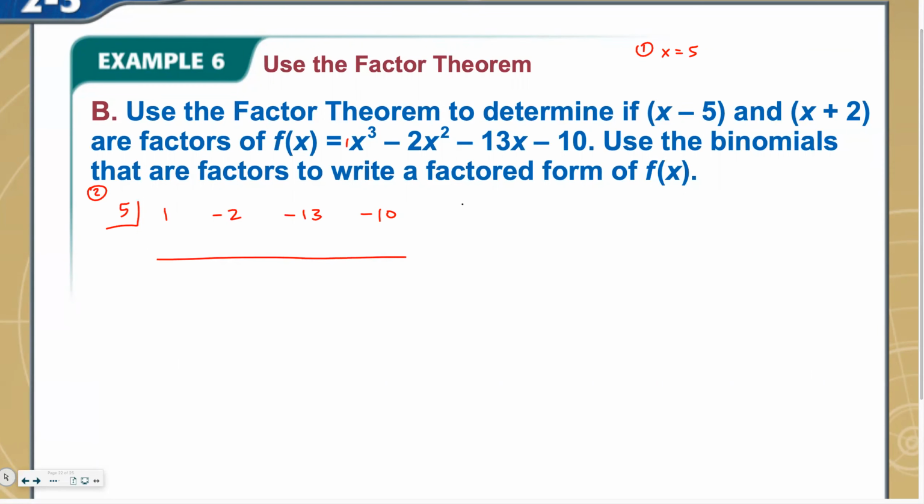And now we'll do step 3. I drop the 1 straight down. So 1 times 5 is 5. And now I add. So I just multiply, now I'm adding. -2 plus 5 is 3. Now I multiply. 5 times 3 is 15. Now I add. -13 plus 15 is 2. Now I multiply, reload, and multiply again. 5 times 2 is 10. And I add. -10 plus 10 is 0.